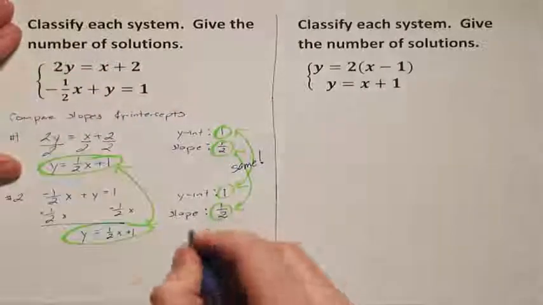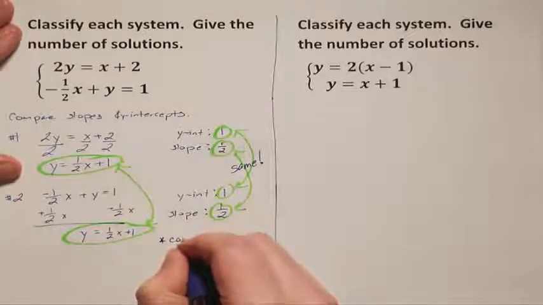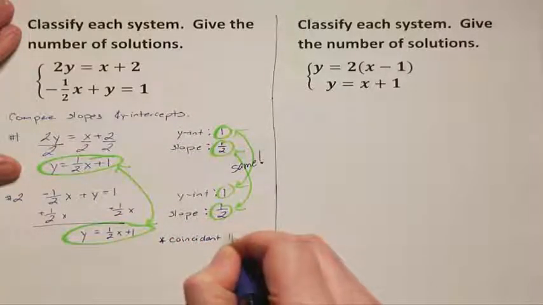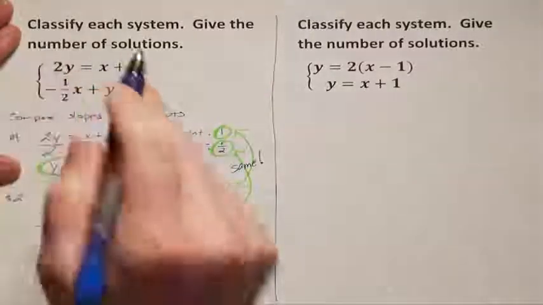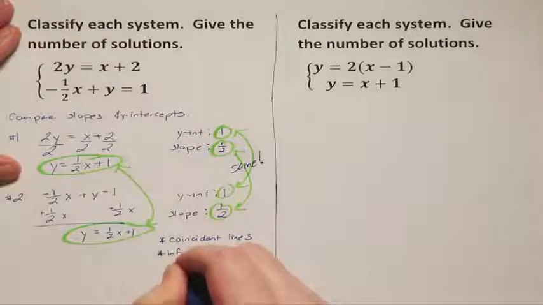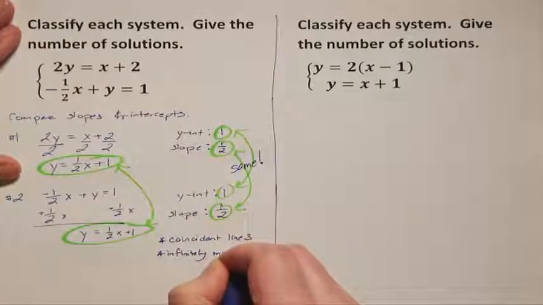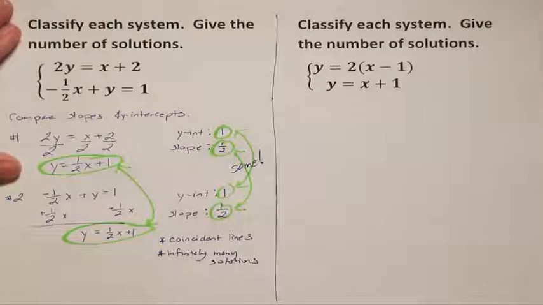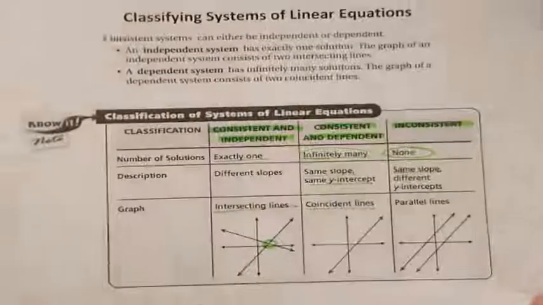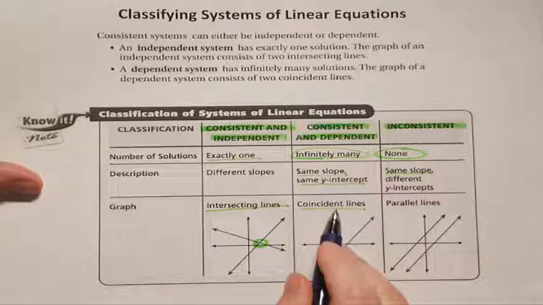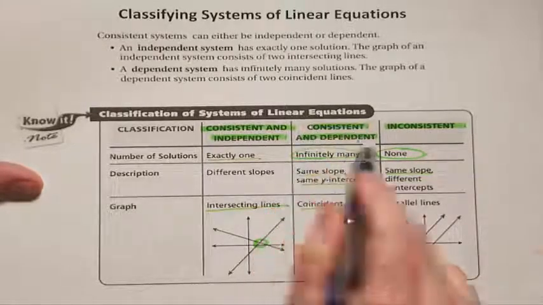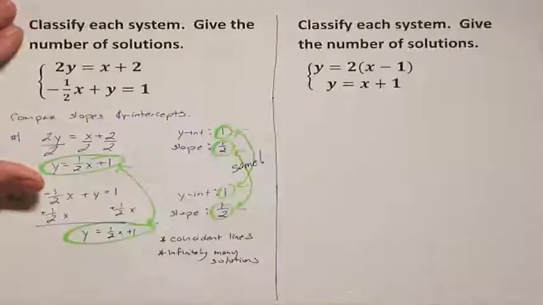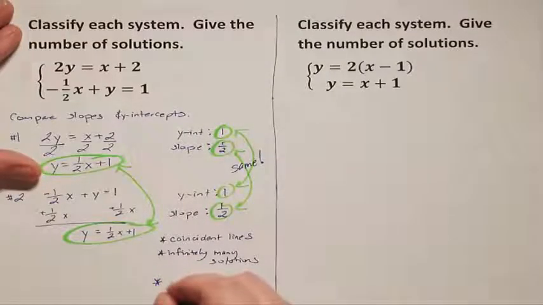So how do I classify the system? Well, if they're the exact same line, I know that they're coincident lines. If they're coincident lines, how many solutions do they have? Infinitely many solutions. But now I need to classify it. Looking back at our old chart, coincident lines, infinitely many solutions. What is the classification? It is consistent and dependent. So we would classify this system of equations as consistent and dependent.